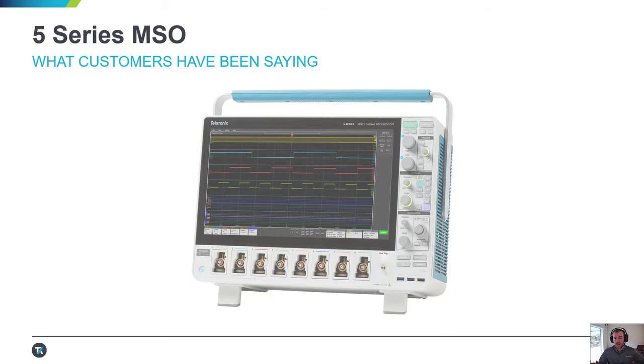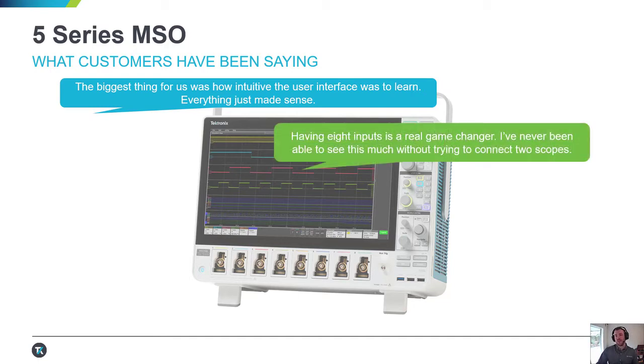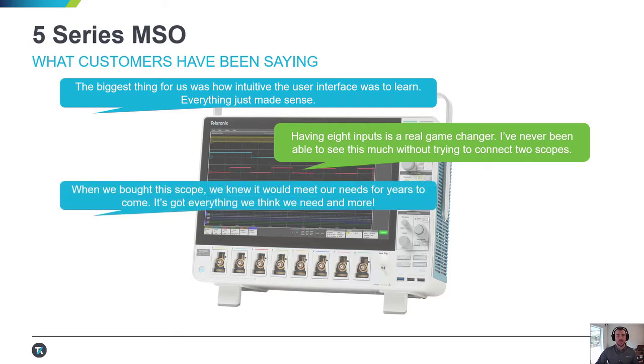So here is an image of the 5 Series B MSO. We've had this platform of scopes out in the market for a couple of years, and here's what customers are saying. The biggest thing for us was the user interface and how intuitive it is and easy to learn. Everything just made sense. Having 8 inputs has been a real game changer. I've never been able to see this much without trying to connect 2 scopes. When we bought the scope, we knew it would meet our needs for years to come. It's got everything we need and more.